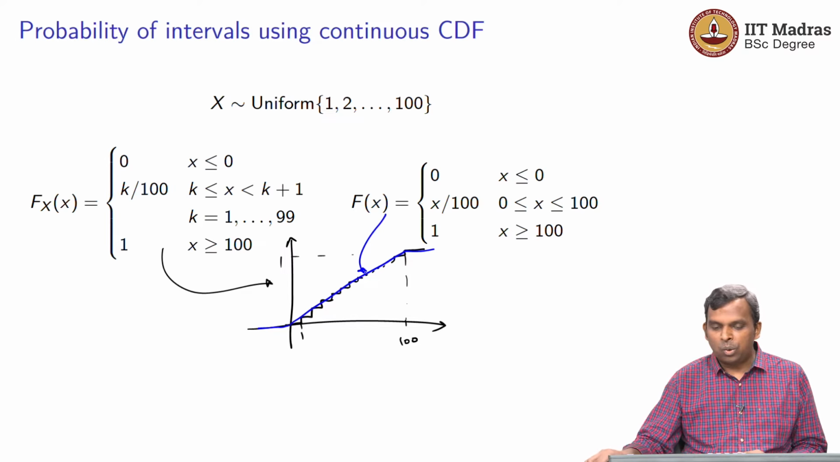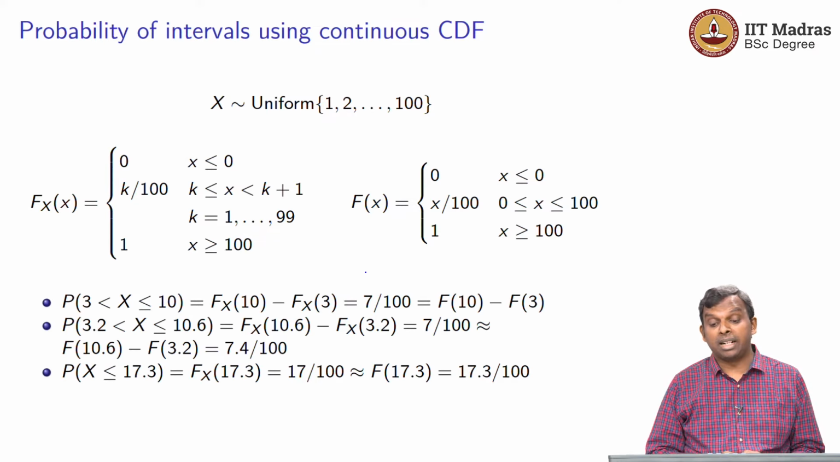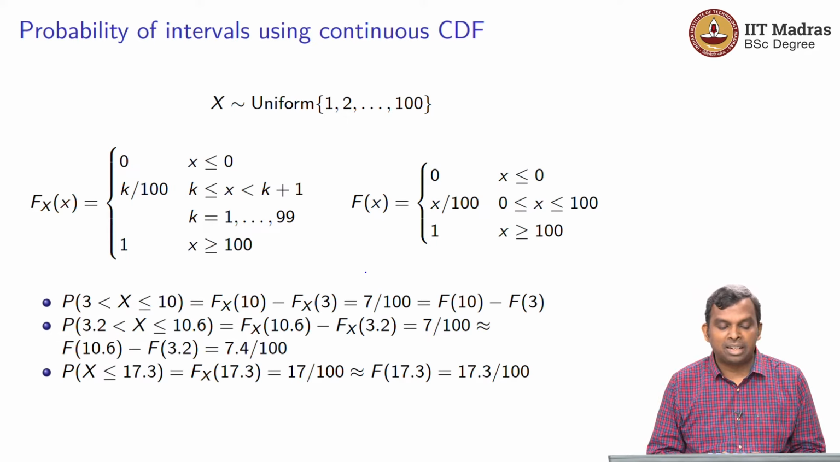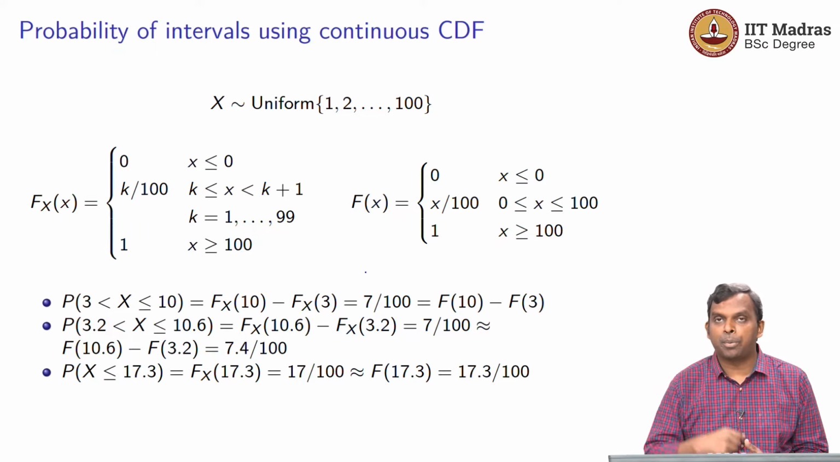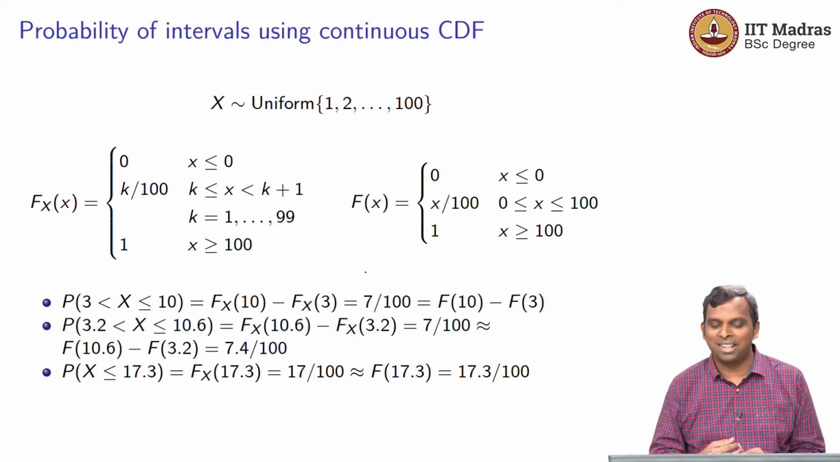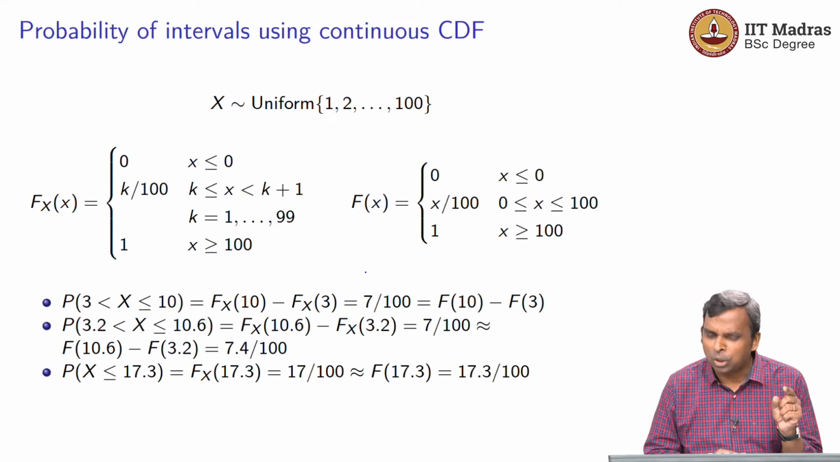Now, let's see if we can do our wonderful calculation of interval probabilities with both these cases. I'm going to ask the same question. Remember, I did interval calculations with the CDF, probability of X between 3 and 10. If I use the exact CDF, I'm going to get 7 by 100. If I use the approximate continuous CDF, F of 10 minus F of 3, I get the same value.